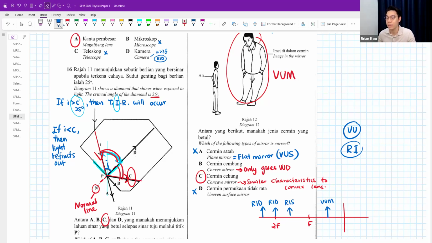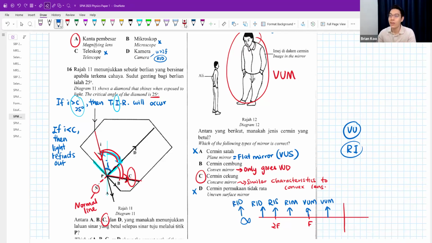If your object is here, the image will be real inverted diminished also. Here then is real inverted same, sorry, my bad. Real inverted same size. This is real inverted magnified. Here is virtual upright magnified. And if you have an object at infinity, then you're going to get real inverted diminished.